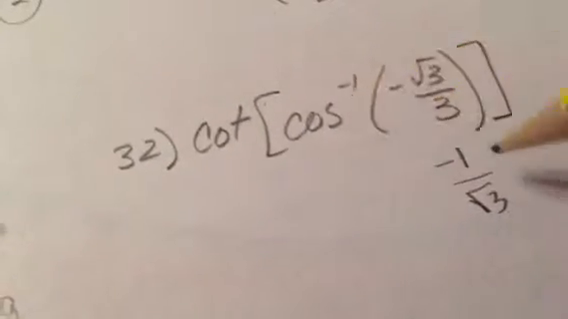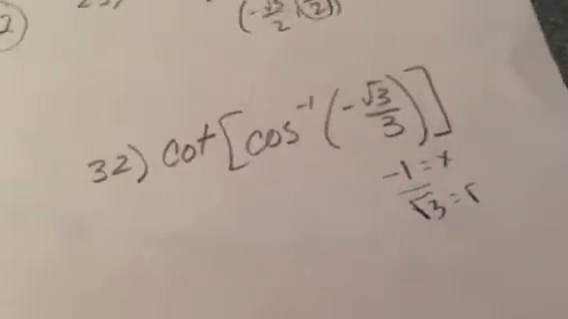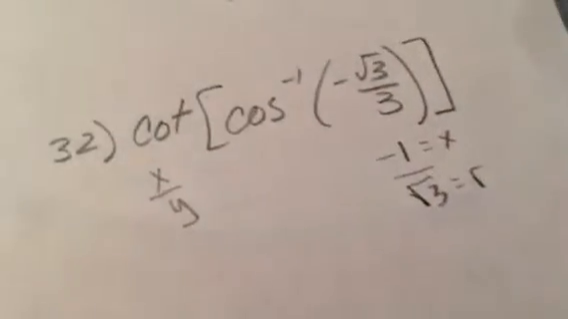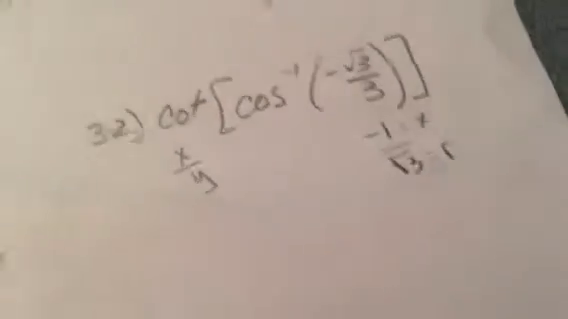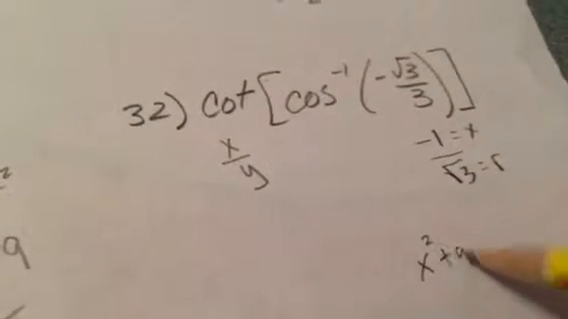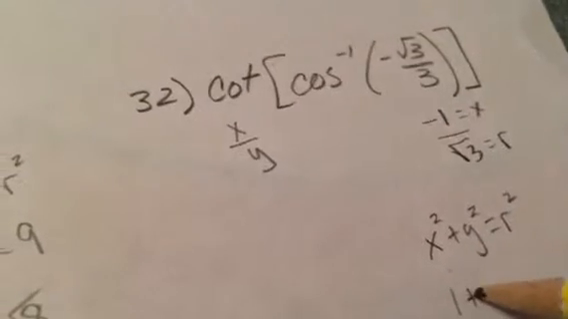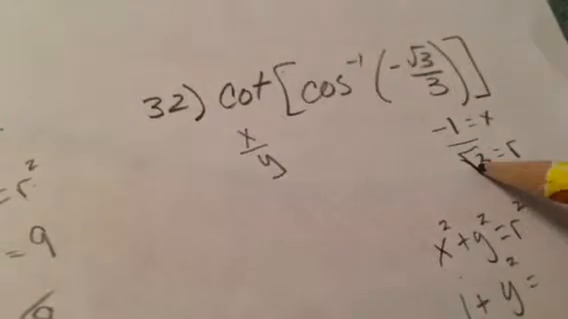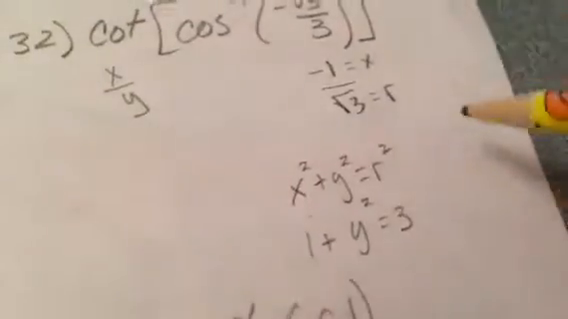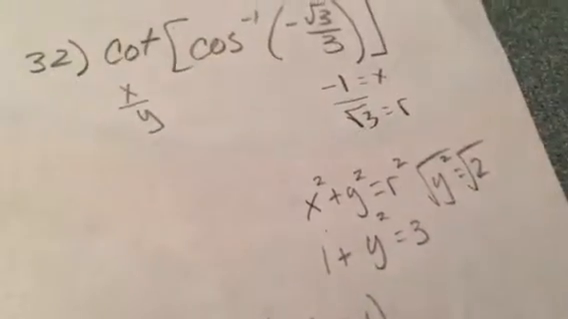So cosine stands for x over r, and cotangent is asking for x over y. So I have the x value, but I need to find the y value. So again, Pythagorean theorem, I know x squared plus y squared is r squared. -1 squared is 1, plus y squared equals square root of 3 squared, which is 3. So following that, I get y squared is 2, and I get y is the square root of 2.